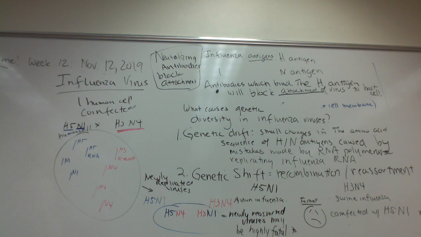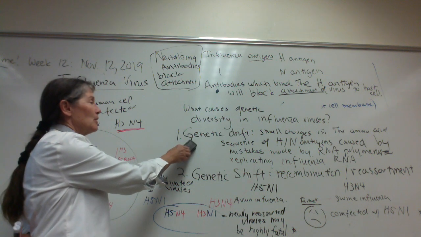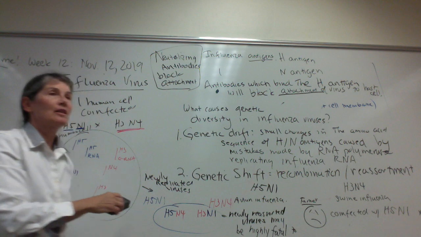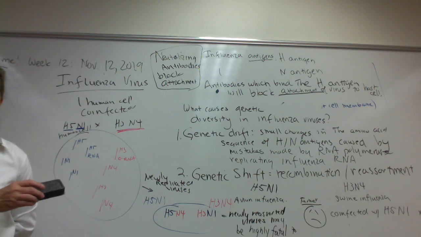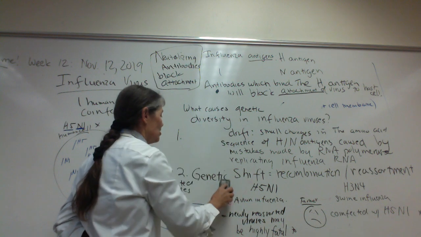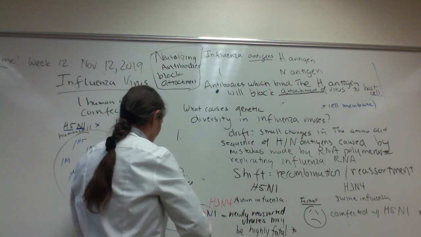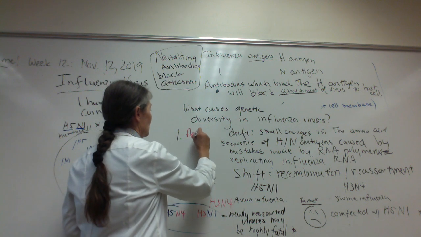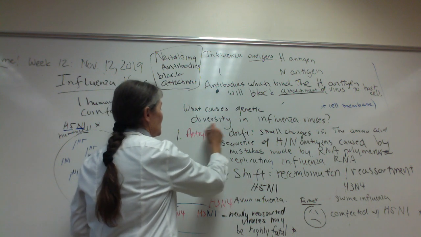Oh, gosh, and you guys, I'm so bad. I think I need a week's vacation here. You guys, I so apologize. On the board here, I got carried away. It said genetic drift and genetic shift. That was incorrect. On the exam, how would you correct it? Antigenic. I'm so sorry, folks. Antigenic drift and antigenic shift. Oh, my goodness. So antigenic drift, you guys.